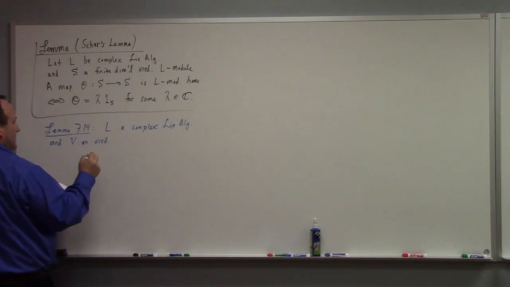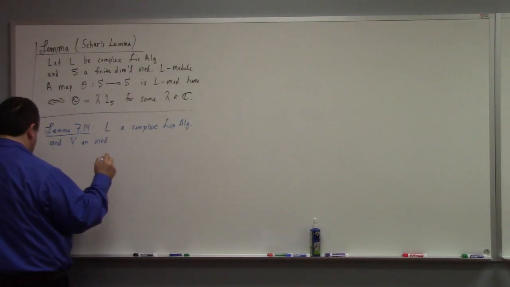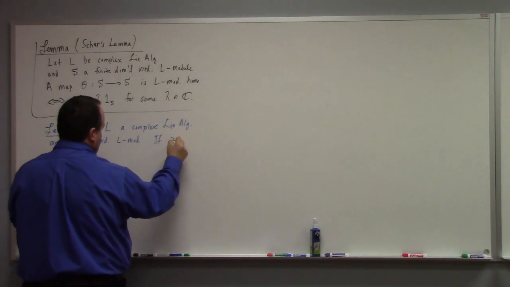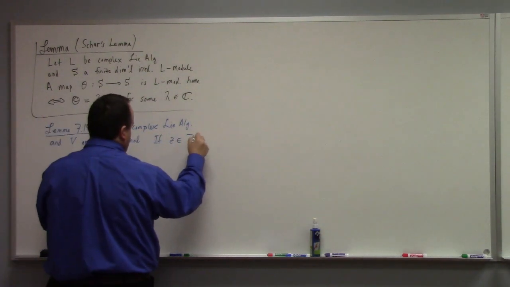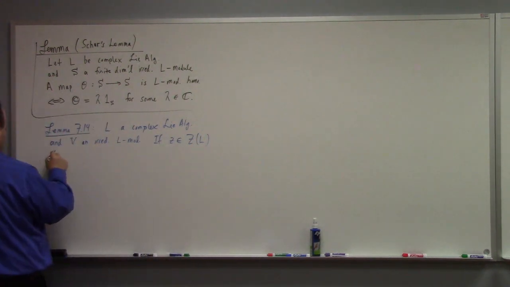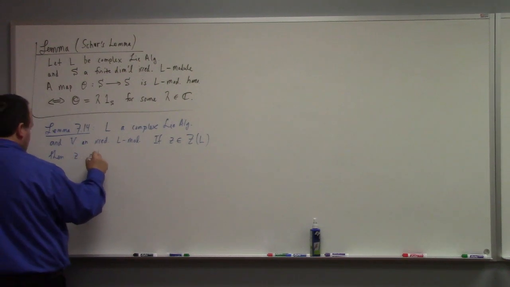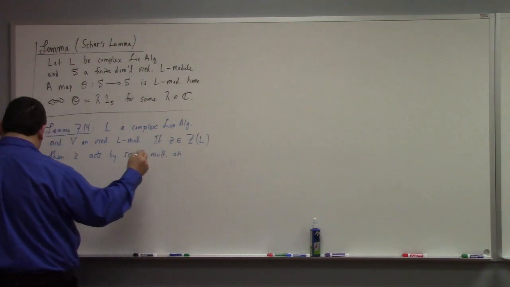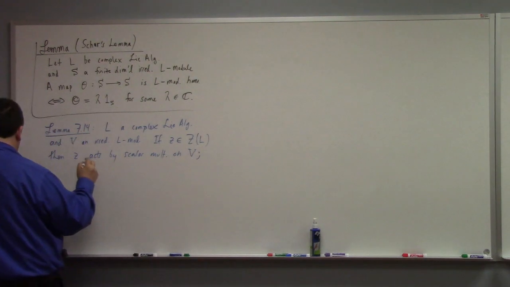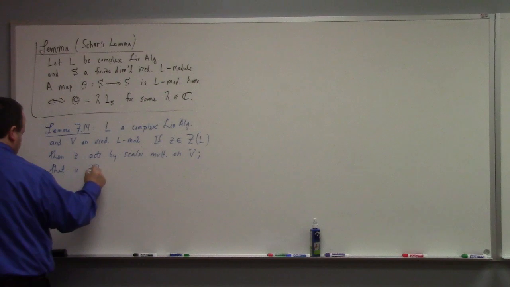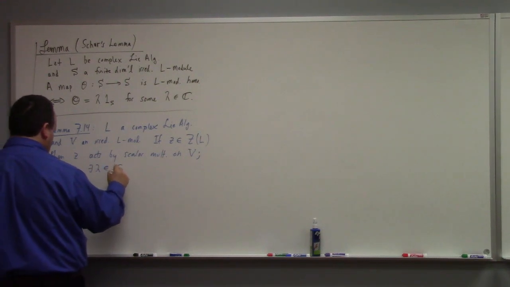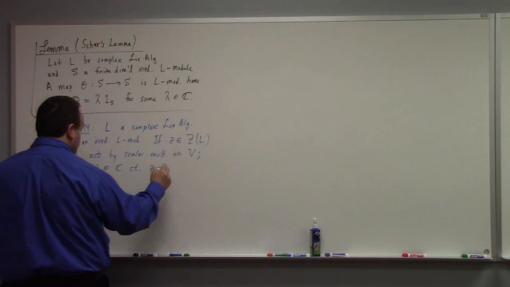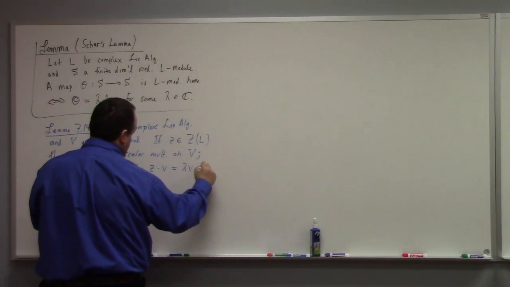But so, L a complex Lie algebra and V an irreducible L-module. If Z is an element of the center of the Lie algebra, then Z acts by scalar multiplication on V. That is, there exists lambda in the complex numbers such that Z dot v is equal to lambda v for all v in V.